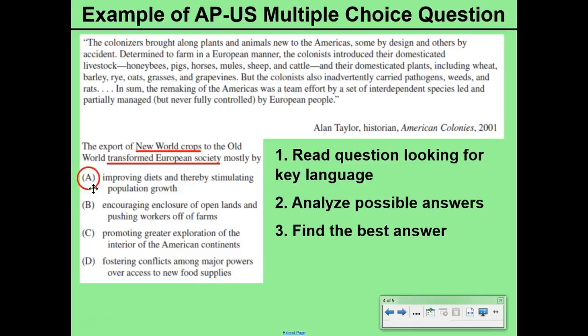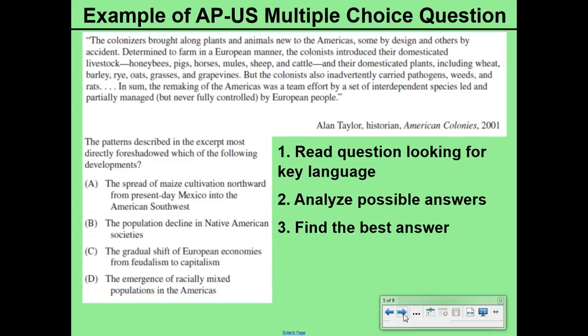So the answer we're going for here is A, improving diets and thereby stimulating population growth, something that we covered pretty well in class. So there's one example of a question you could get. Pretty direct, but you also need to know that European populations increased as a result of the Columbian Exchange.